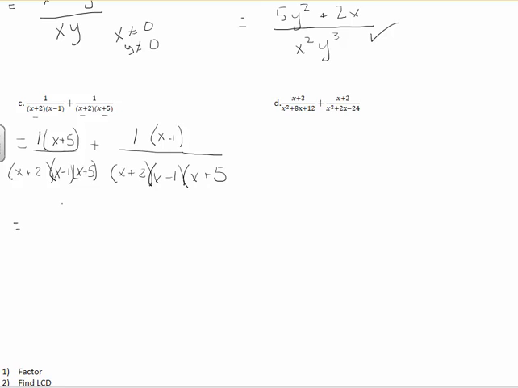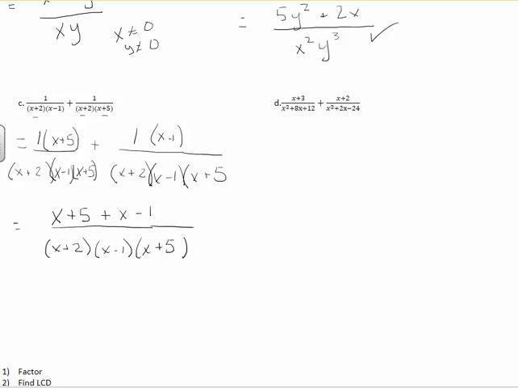Add or subtract depending on what the sign is. So here we have x plus 5 plus x minus 1 all over those three terms that are common. So x plus 2, x minus 1, and x plus 5.